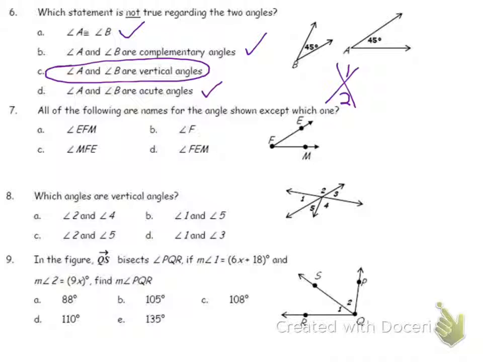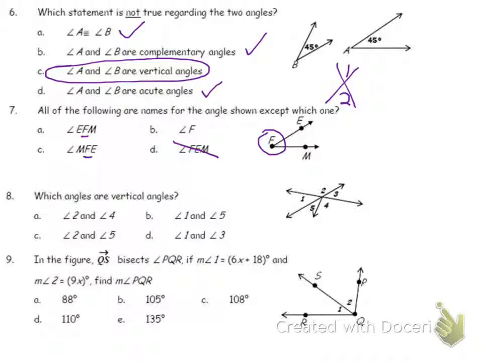Number 7, all of the following names are for an angle shown except for 1. So let's see. Anytime I have 3 letters to name an angle, the middle letter must be the vertex. F is my vertex. So A and C both pass that test. EFM and MFE have F as the middle letter. D, though, doesn't work because F is not the vertex.